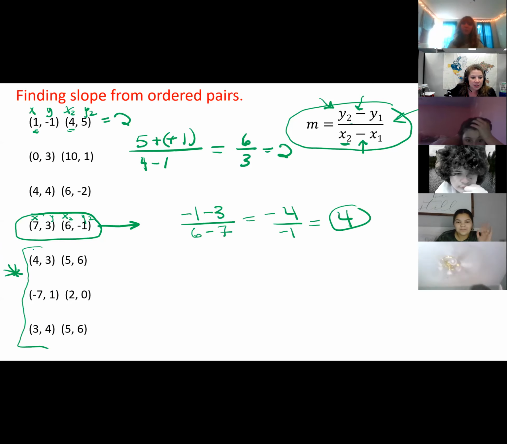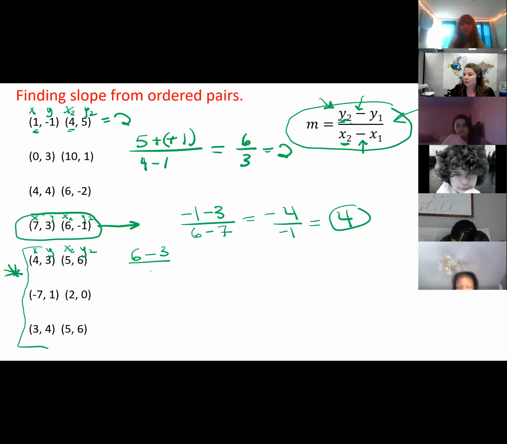So I'm going to say this is x1 and this is y1, and I'm going to label this x2 and y2. As soon as I label them, I know exactly where to put them in my formula. I'm going to start with y2. Y2 goes first, right? Y2 minus y1. You always have to do the y's first.